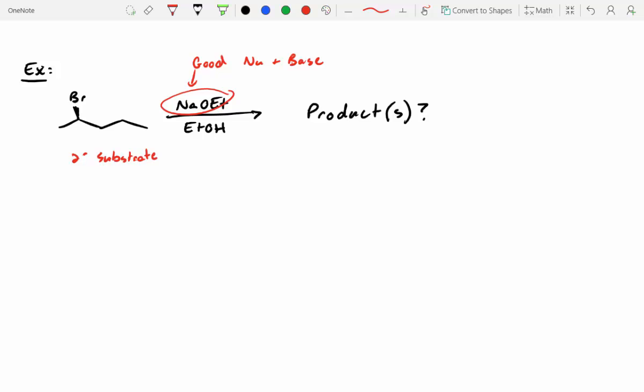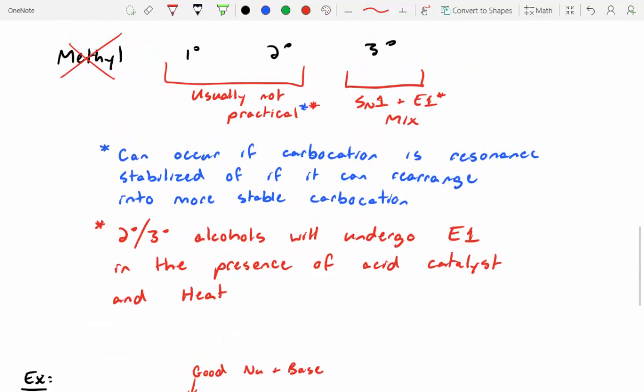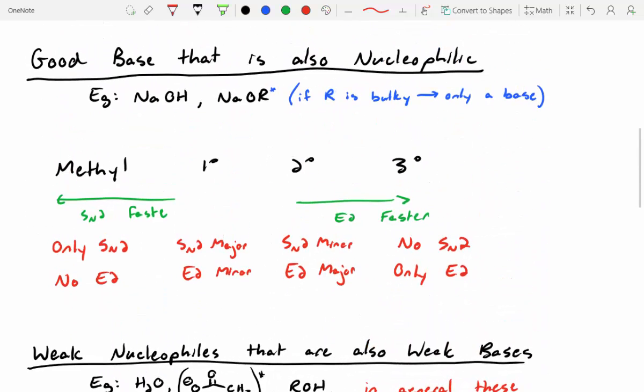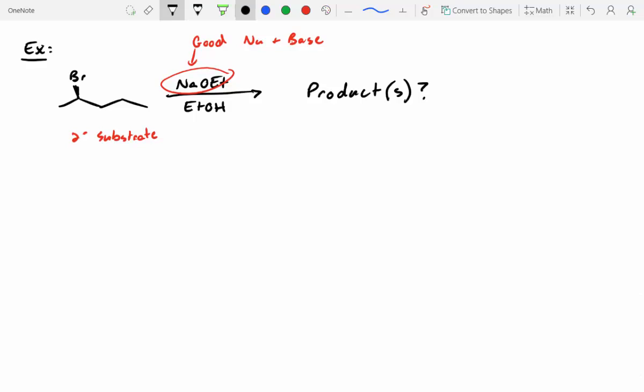So we've got a good nucleophile, good base, and we've got a secondary substrate. So if we go up to our chart, say, oh, good base that's also a nucleophile, we've got a secondary substrate, that means we're dealing with something that's going to be E2 major and SN2 minor. That gives us a really good clue. So let's go back down and look at that, and we'll do both. So we know E2 is major, and SN2 is minor. On your pod, I'm asking you to circle any potential reaction pathway. So if there is more than one, circle both of them if they can occur.